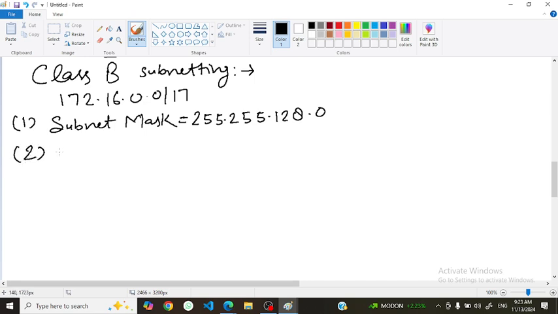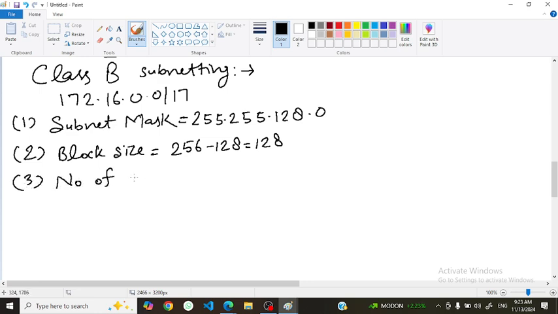Lakshman, what will be the block size? 256 minus 128, 128. Venkat, what will be the number of networks? 2 power 7, which is equal to 128.